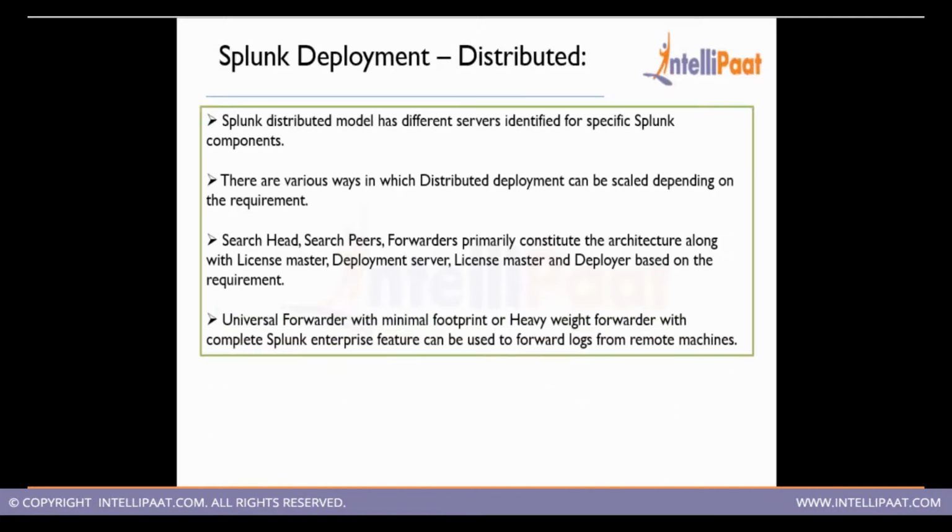So this was the distributed model. The Splunk distributed model has different servers identified for specific Splunk components. So we have dedicated indexers, search head, and master server, and all those things which we have in the same server now. So there are various ways in which we can scale it. The primary constituents are the search head, from where search happens. The search peer is basically the indexer. The forwarders forward the logs to the indexer, and obviously you have the license master, deployment server, and a deployer. So all these components come into the picture.